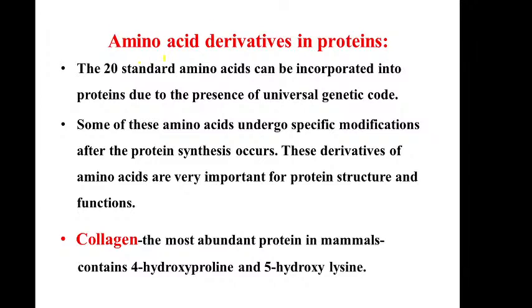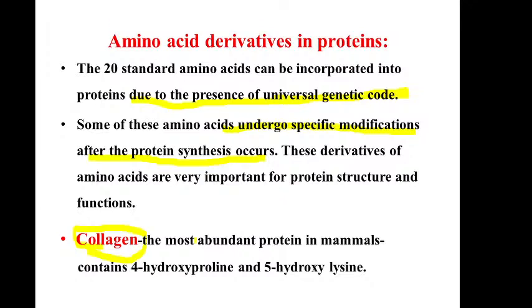Now we have amino acid derivatives in proteins. The 20 standard amino acids can be incorporated into the proteins due to the presence of the universal genetic code. Some of these amino acids undergo a specific modification after protein synthesis occurs. These derivatives of amino acids are very important for protein structure and function. The very first one is collagen. Now what is collagen?